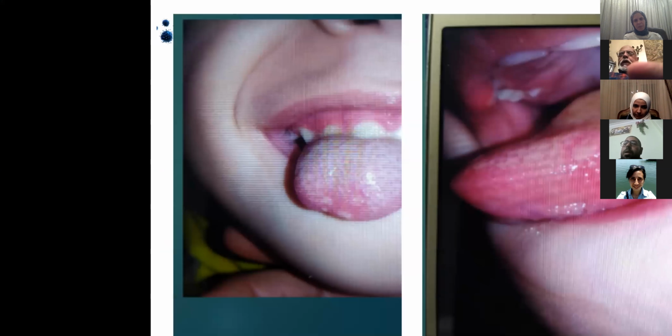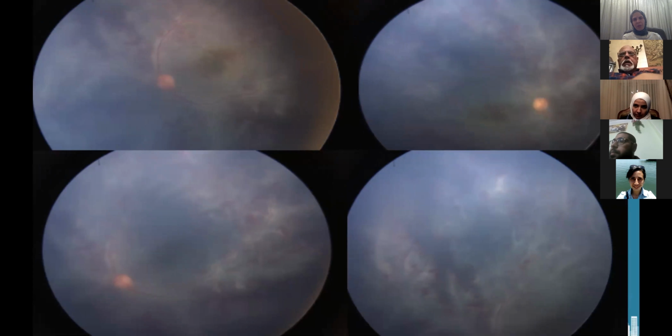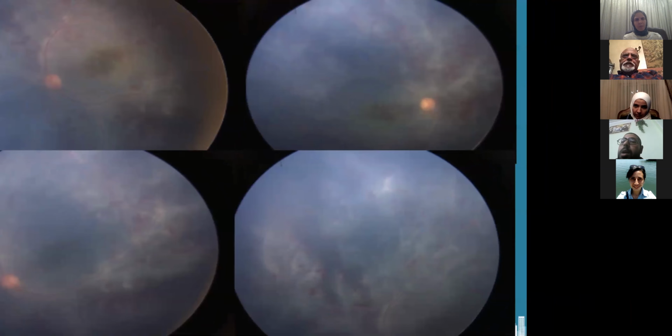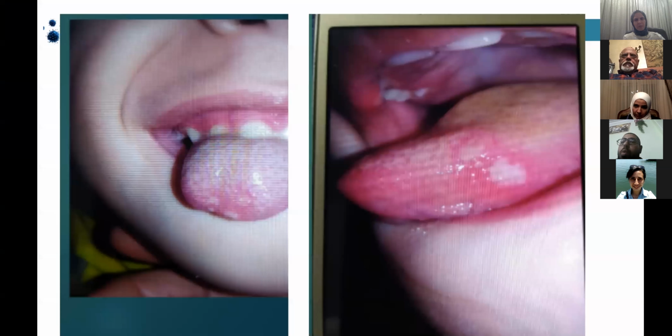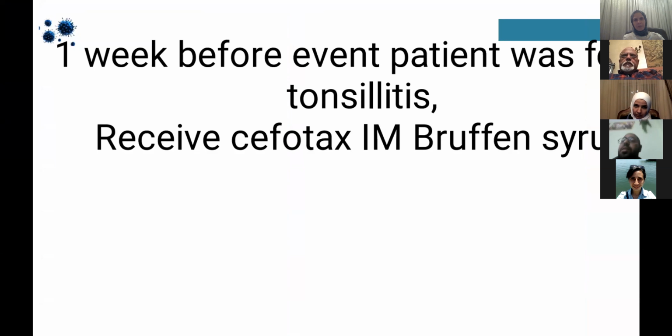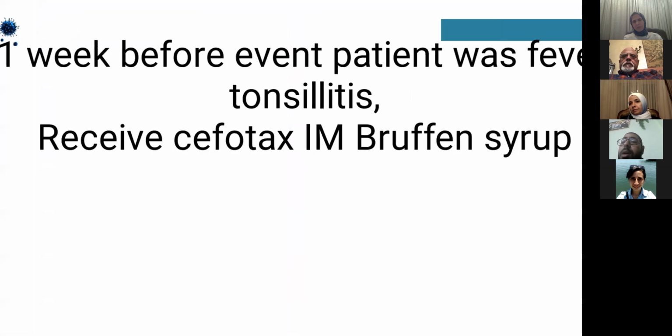How old is she? 2 years. By examination, 1 week before the event she had a fever and tonsillitis, and received Cefotex IM and Brufen syrup.